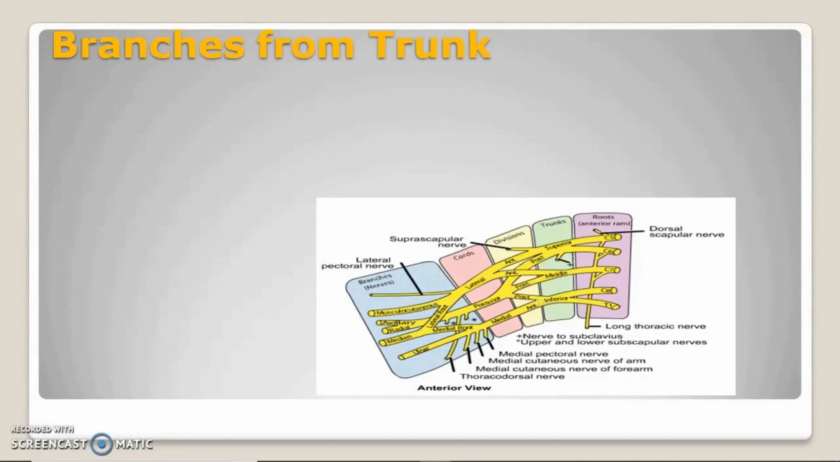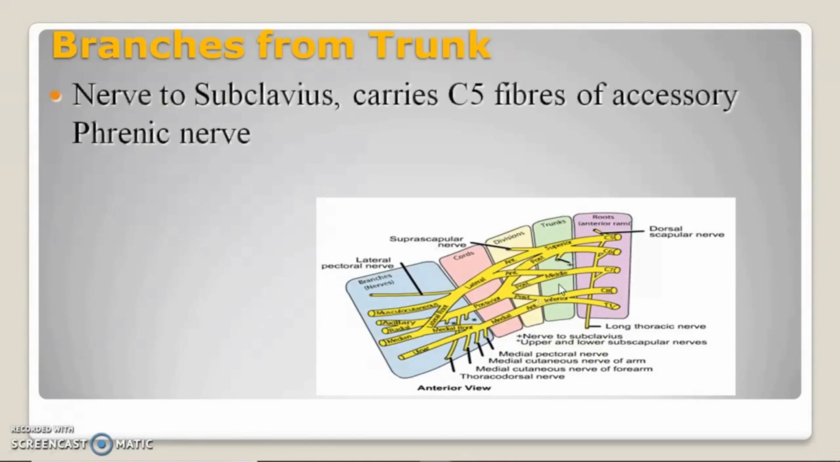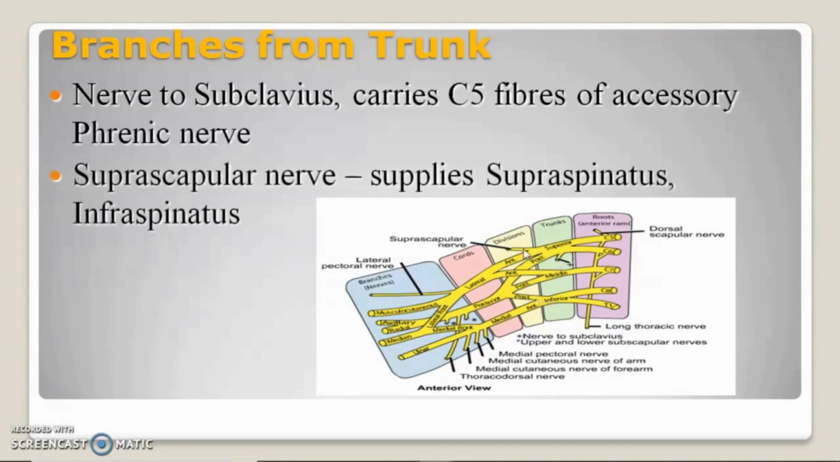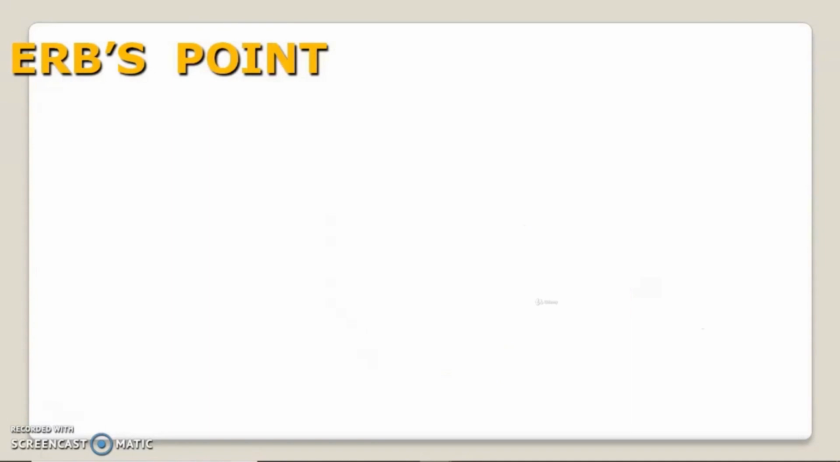Now we will move on to branches from the trunk of the brachial plexus. Here these are the trunks: superior, middle and inferior trunk. Now we have a branch called the nerve to subclavius. That is coming from the upper trunk, from the lower border, and it carries fibers of C5 alone. And then we have another branch called the suprascapular nerve, which also arises from the upper trunk, and it is going to supply two muscles, supraspinatus and infraspinatus.